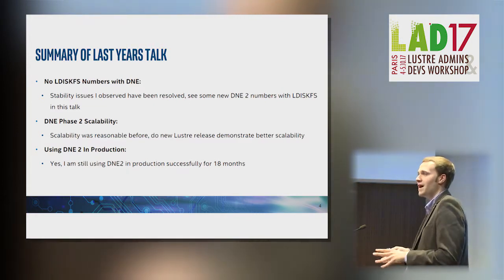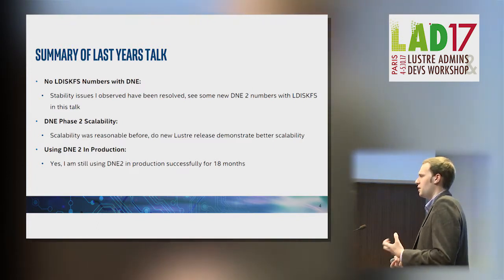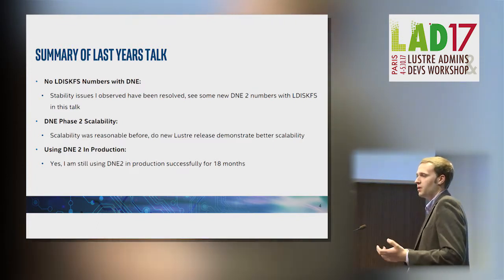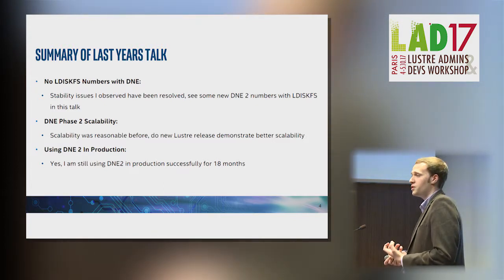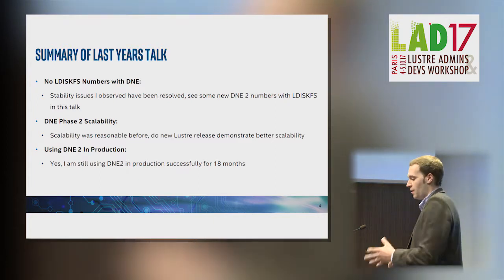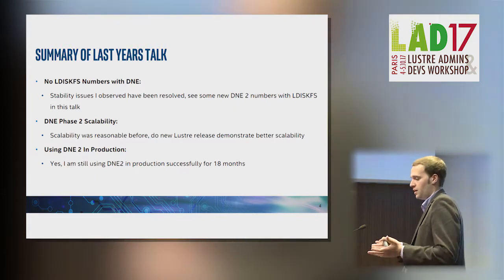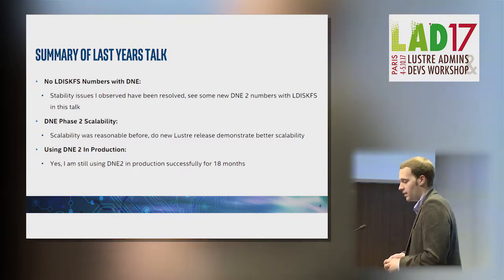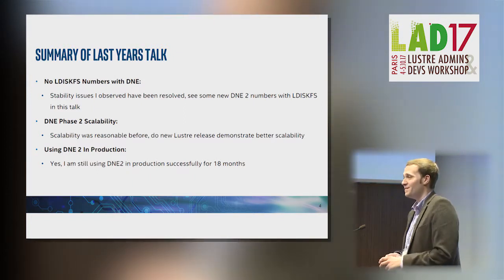There was a lot of hesitancy around DNE 2, which was released in Lustre 2.8, and not many people were adopting it in a production environment. Back then I said I was using DNE phase 2 in production. At the time it was only for a few months, and now I've still been using it in production for over 18 months on what was basically a Lustre 2.8 release. So that's still going well, and it's very stable.